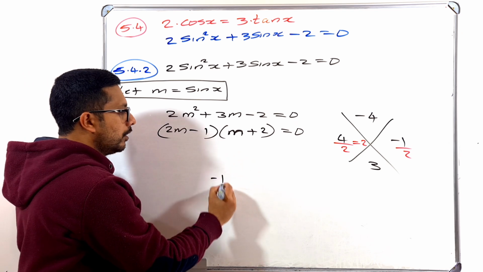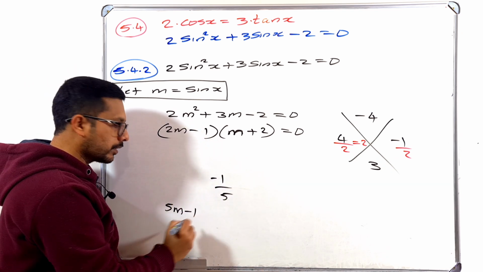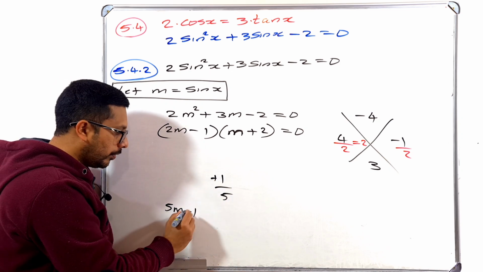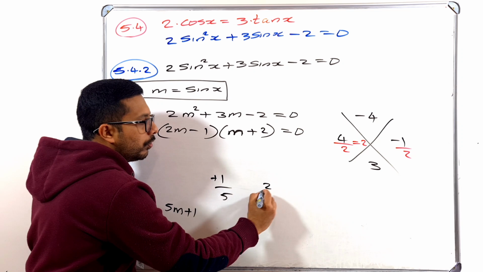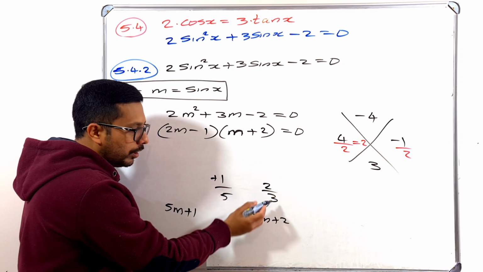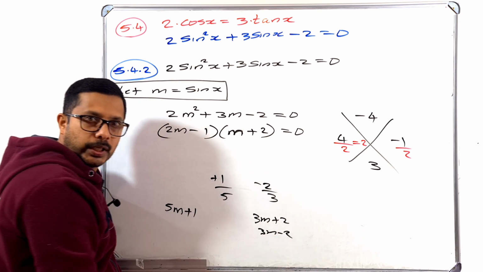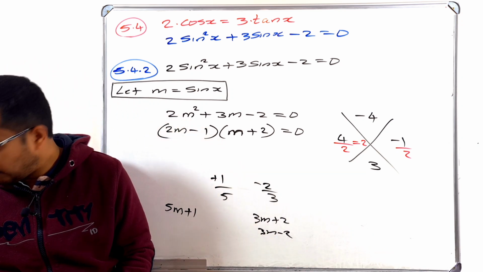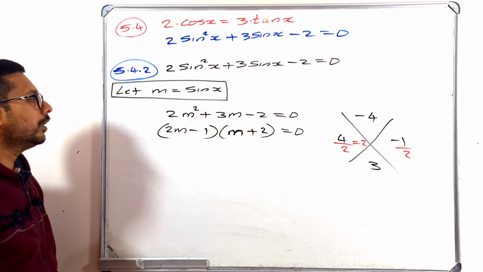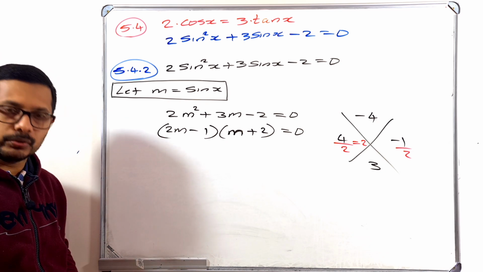If it is minus 1 over 5, how are you going to write it? 5m minus 1. If it is positive 1 over 5, then 5m plus 1. If it is 2 over 3, 3m plus 2. If it is minus 2 over 3, 3m minus 2, like that. Anyway, the factors you have to study from algebra, not from this section. So we got two factors: 2m minus 1 and m plus 2 is equal to 0.